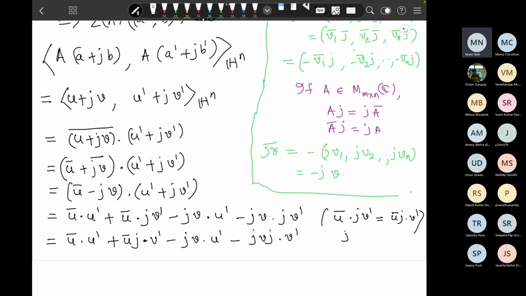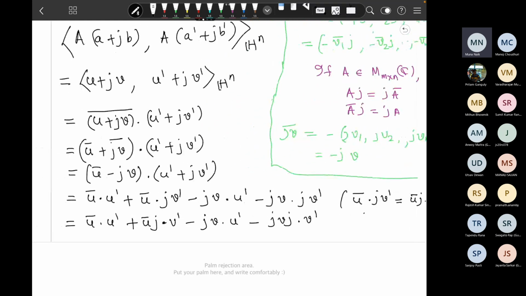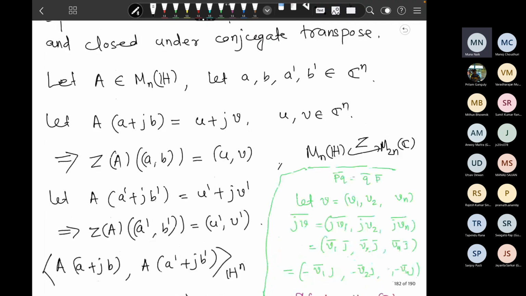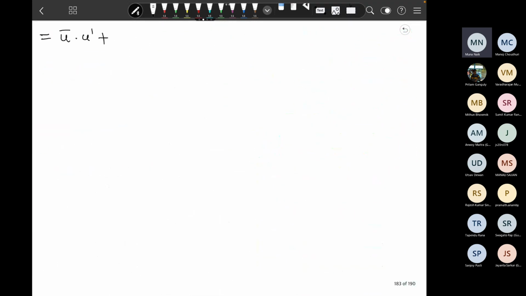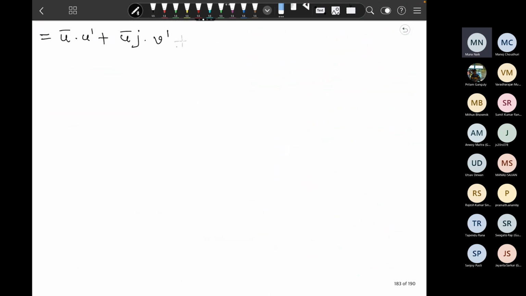Okay, by the same argument, U bar dot JB' is something like that. So let us write this one more time. So U bar dot U' plus U bar J dot B' plus, this is minus JB dot U', minus JBJ dot B'.